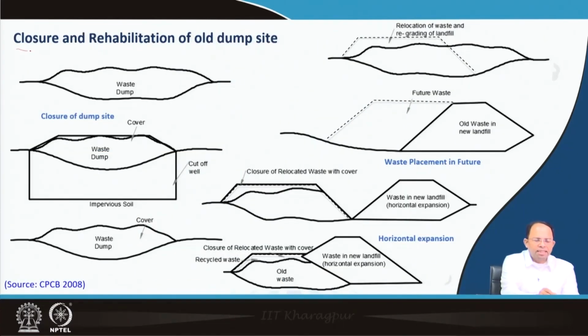Now, in many cases, as per instructions in the Solid Waste Management Rules 2016, we need to also close and rehabilitate old dump sites. How can we do that? Let us assume this is a waste dump. How can we close it? We can put a proper cover. As you can see over here, we are giving it a shape. We can put a proper cover on the existing dump site, and here we can also put some impermeable barriers, so that we prevent groundwater from coming and mixing with this particular dump site. So this is one way.